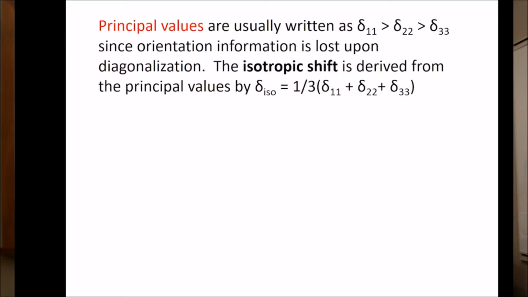We list them serially, delta 1,1, delta 2,2, and delta 3,3, with 1,1 being larger than 2,2, which is larger than 3,3. So we just order them by magnitude. The isotropic shift, which you're probably more used to seeing in liquids, for example, is derived from the principal values. It's just the average of the 3 principal values.